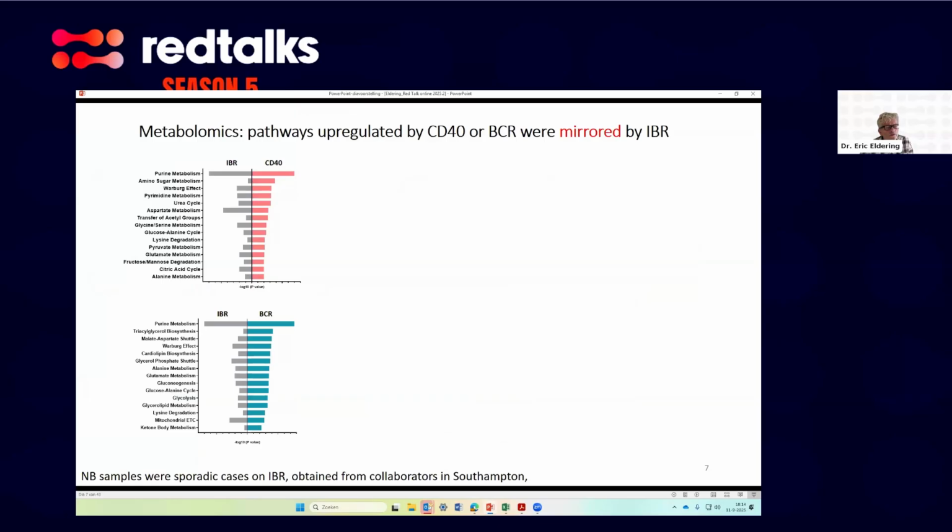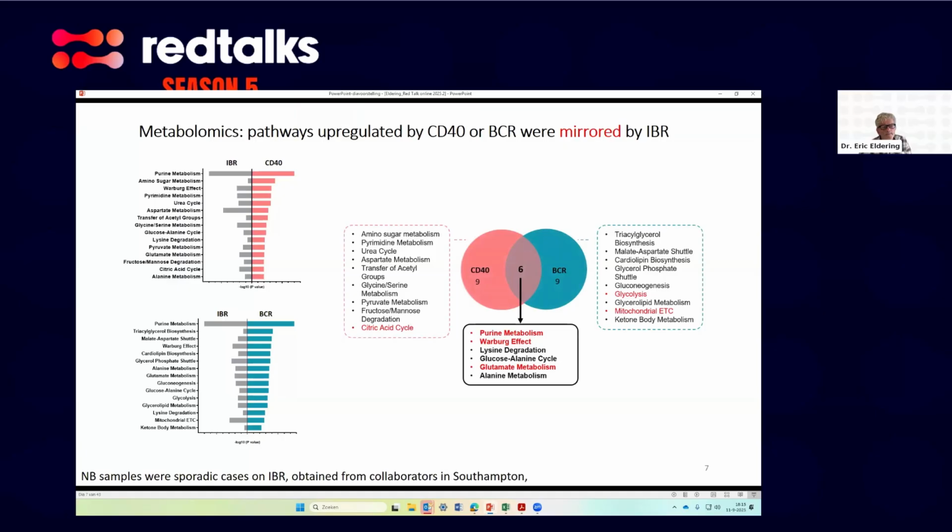So to come to the first results based on the metabolomics, here we have a quick shortcut to the confirmation of our hypothesis: the ibrutinib treatment, versus the CD40 on the top, or the B-cell receptor stimulation on the bottom that we did in vitro, indeed has the opposite effect on the metabolic pathways that seem to be active or inactive based on the metabolites, because the direction of the various pathways involved goes in opposite directions.